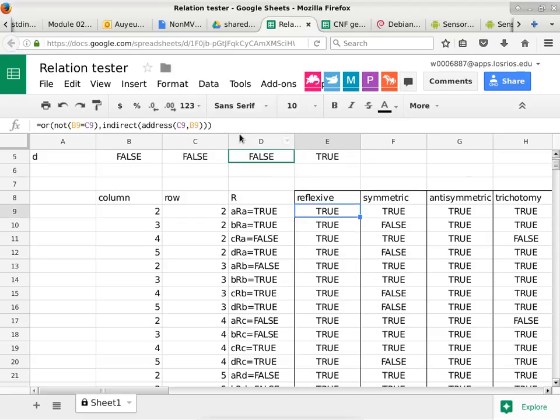Now the thing about indirect and address, you can look it up, okay? It's a spreadsheet function. Address basically composes a cell reference out of 2 numbers. If you give it the row number and the column number, it will generate, quote unquote, an address, and then indirect is dereferencing the address.